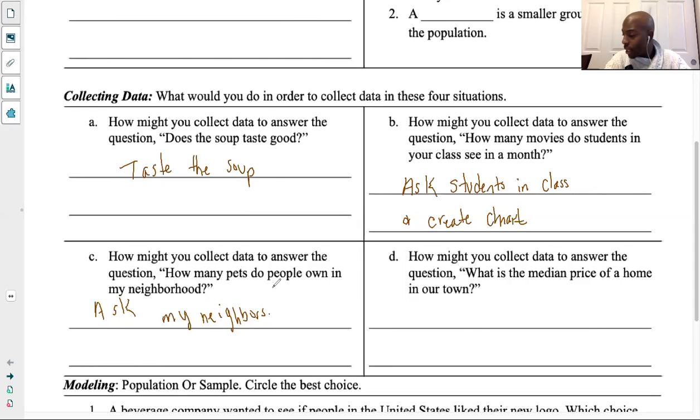All right. So in this case, you could do a couple things. You can ask people, but if they're talking about the town in general, I would look it up online. I would look up not just the median. I would look up the cost of houses.